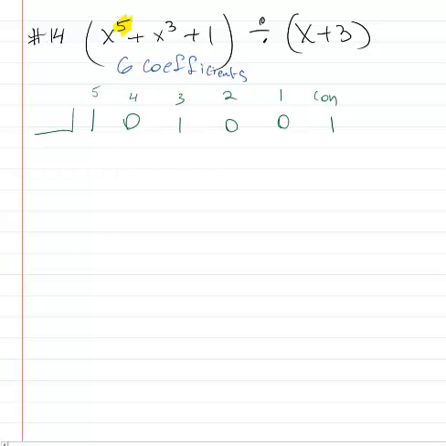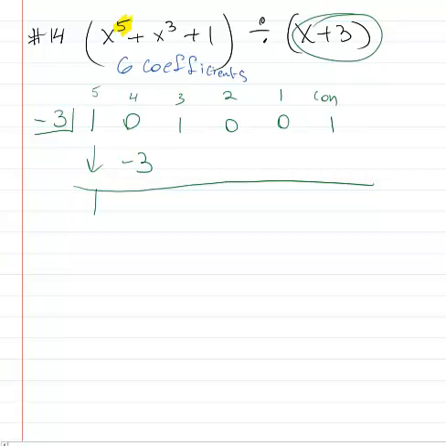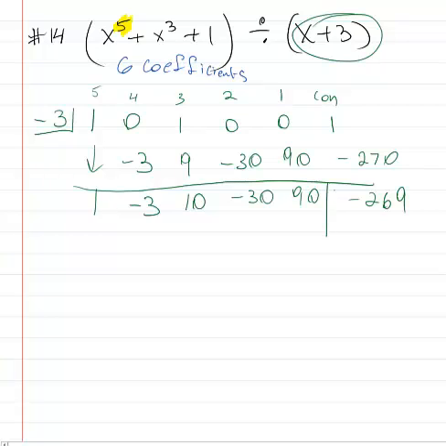Okay, and we're going to divide this by whatever makes this 0, which is our root, right? So we're dividing by minus 3. Let's go carefully. I'm going to drop the 1, multiply, gives us minus 3, add. Negative 3 times negative 3 gives us 9. We get the 10 and get minus 30. You get minus 30 here. You get now 90. And then we're getting negative 270. And then we add, we get negative 269. That's our remainder.